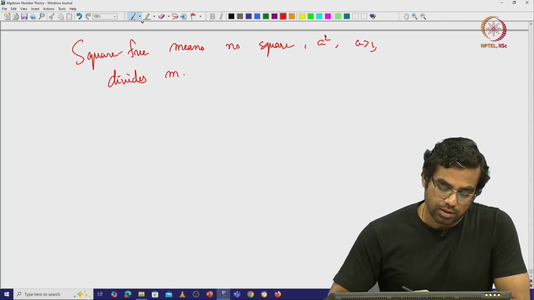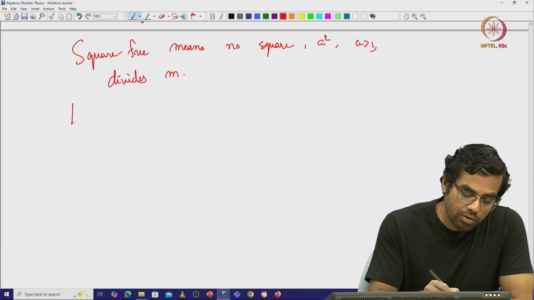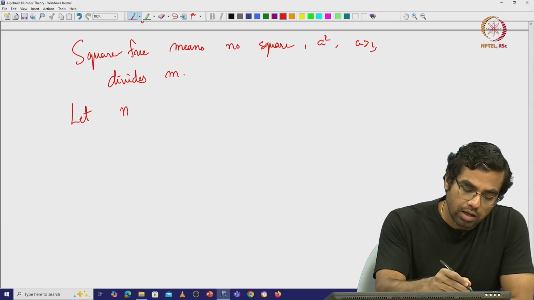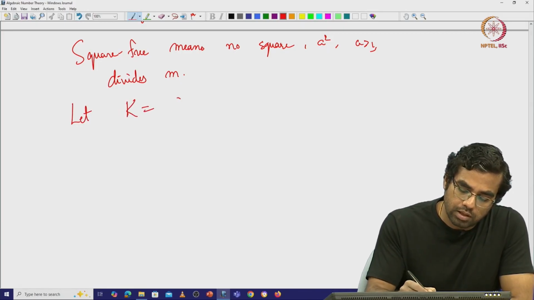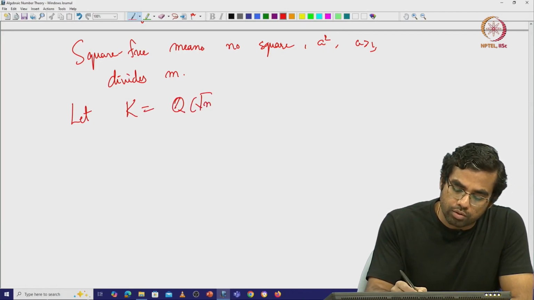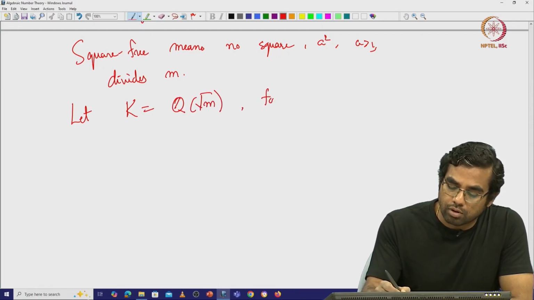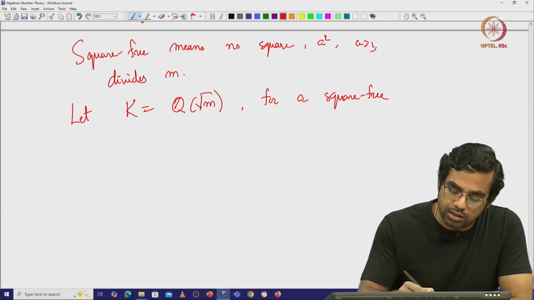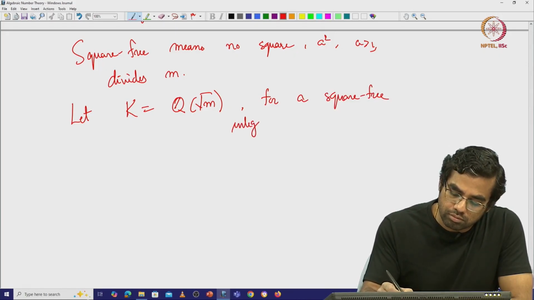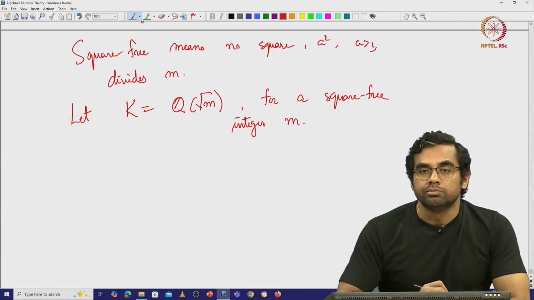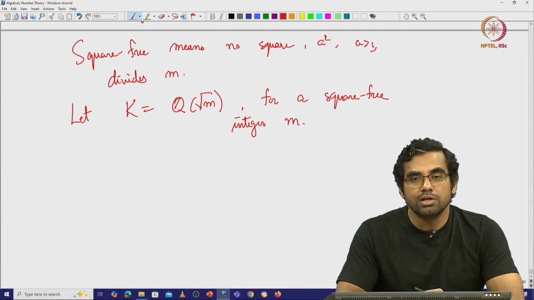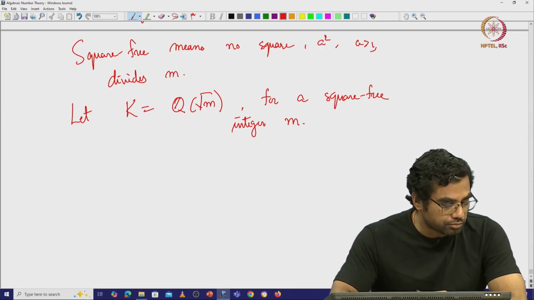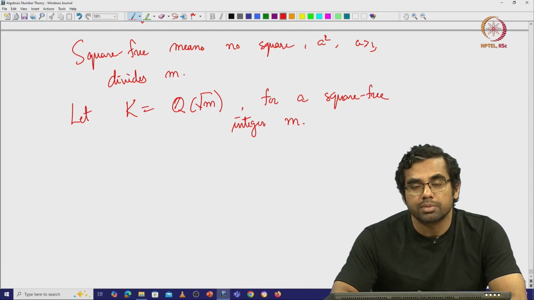All right. So from now on, let K be equal to Q(square root of m) for a square free integer m. So in particular m is not 0, m is not 1, because square root of 1 is plus and minus 1, and so it does not give you a quadratic extension.